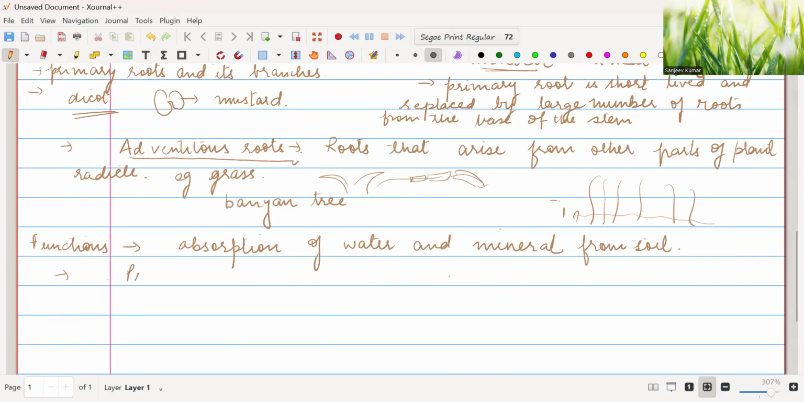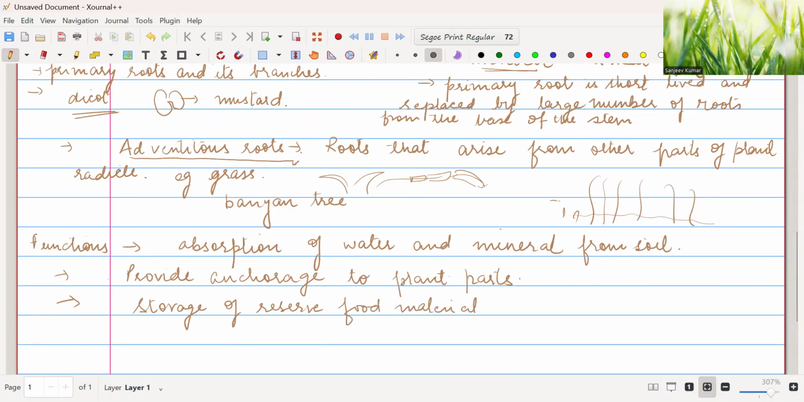Second important function is to provide anchorage, meaning to stand still on the ground. Then the next is the storage of reserve food materials. How? What about the radish and the carrots? These all act as storage of food material.